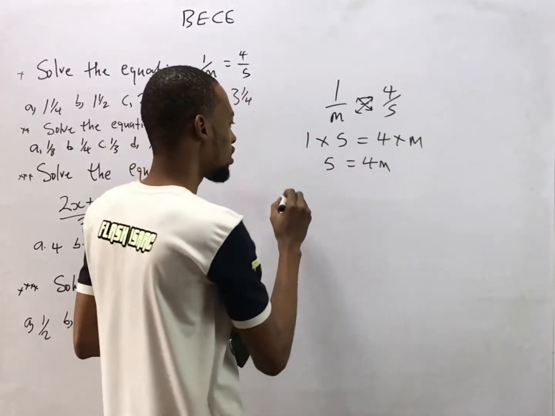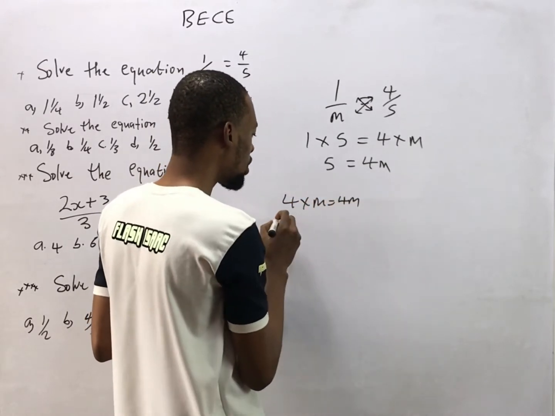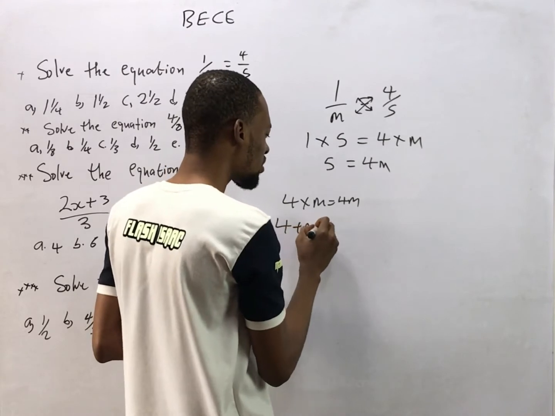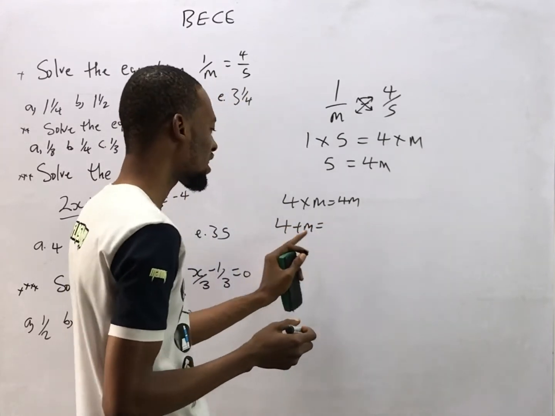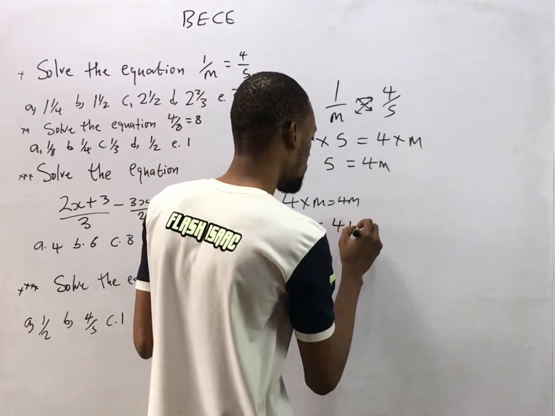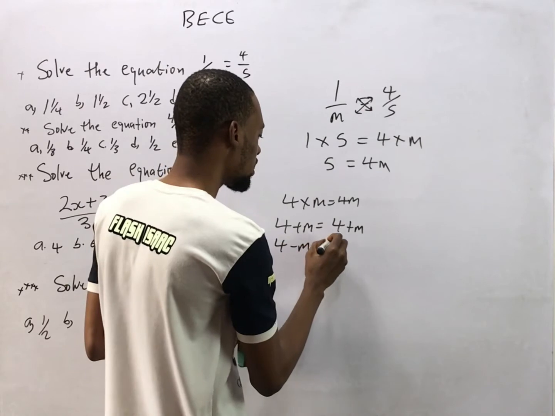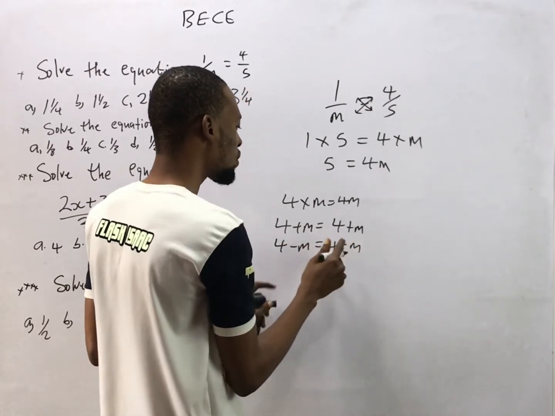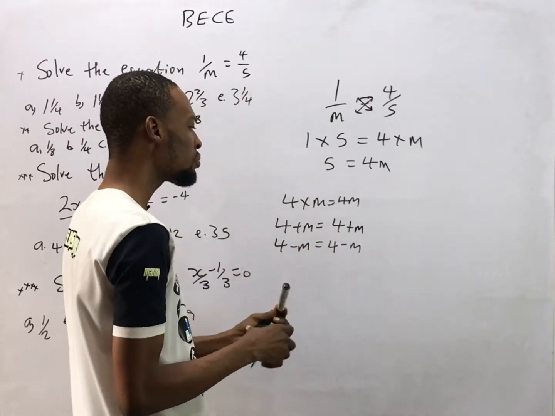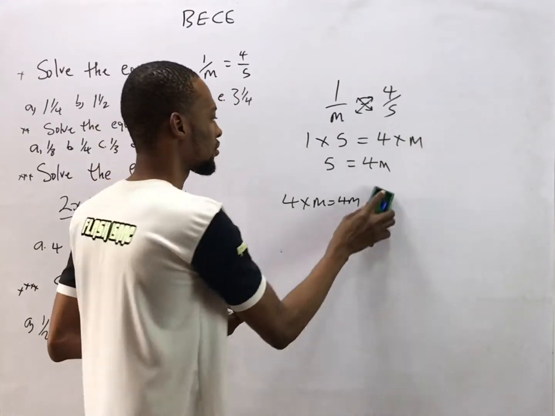Now take a look at this. 4 times m is equals 4m. But 4 plus m is not equals 4m. You can't add a letter and a number. So 4 plus m is the same thing as 4 plus m. You can't add them. And 4 minus m is the same thing as 4 minus m. It won't give you a single value. It's only multiplication that will work for numbers and alphabets.